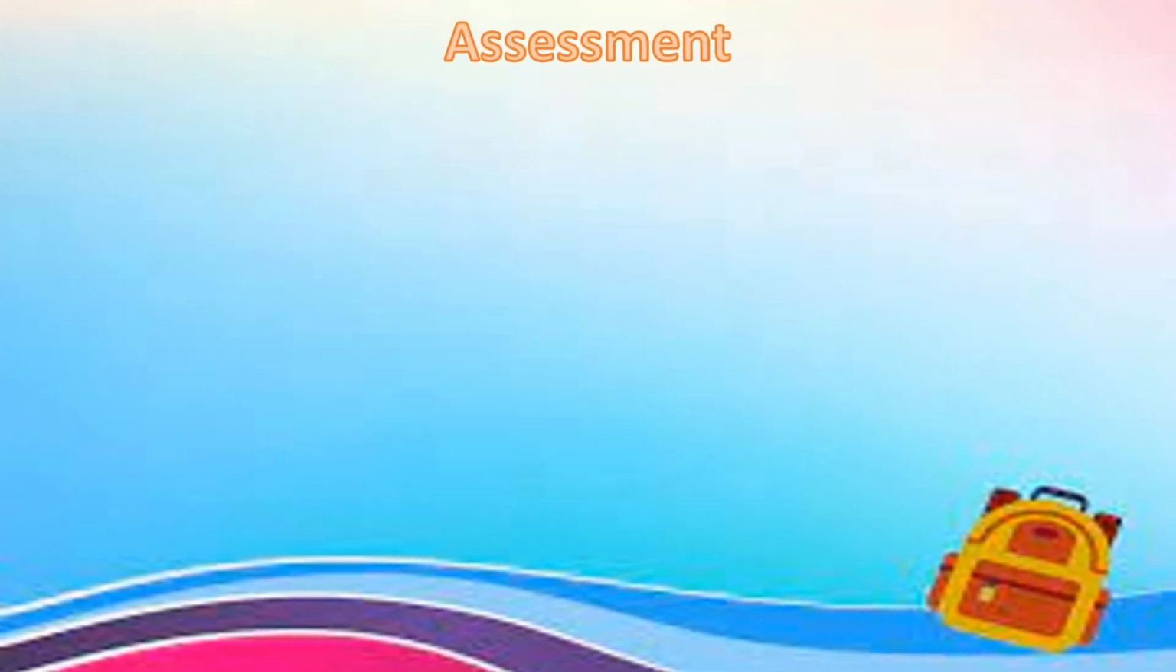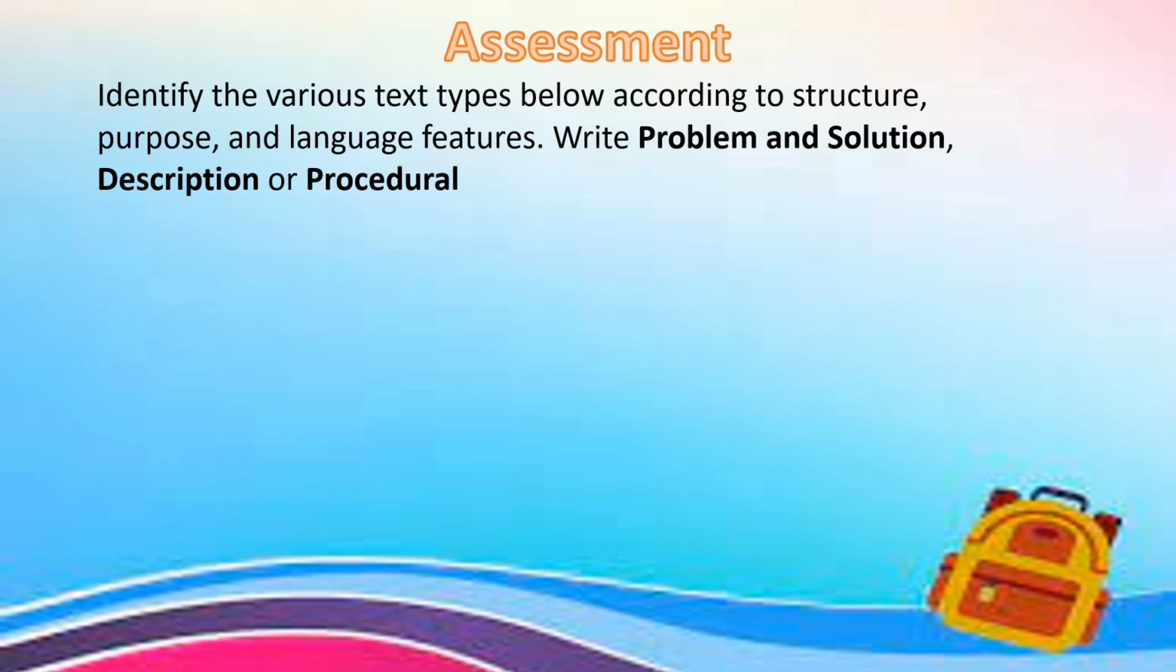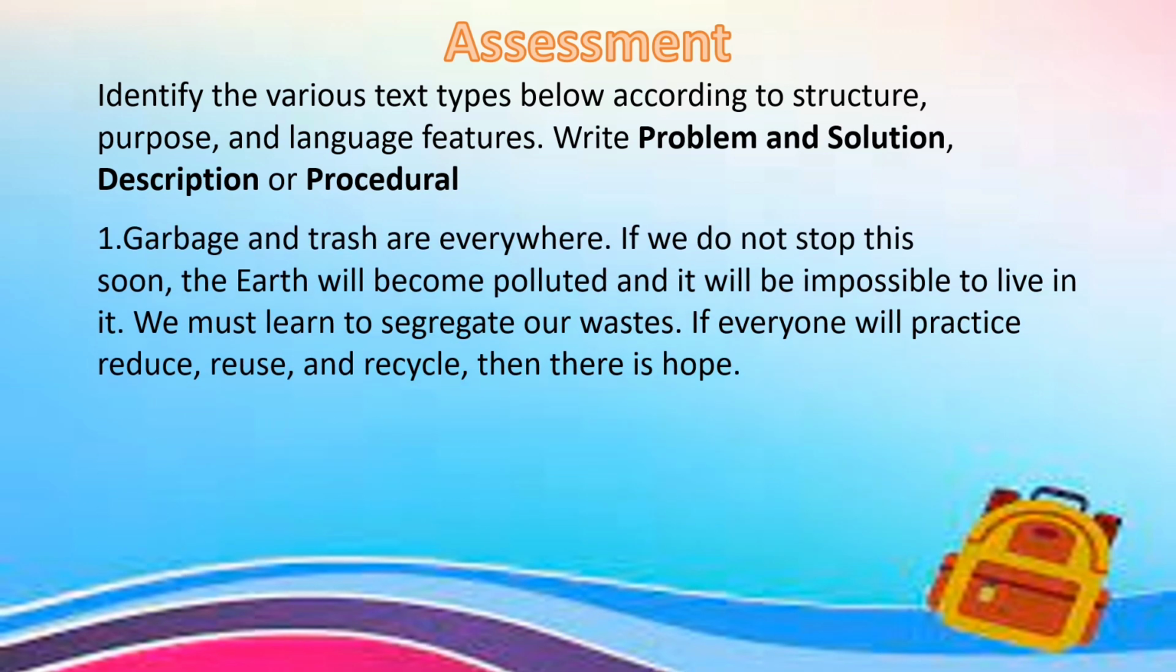Let's do the assessment. Identify the various text types below according to structure, purpose, and language features. Write problem and solution, description, or procedural. Number 1. Garbage and trash are everywhere. If we do not stop this soon, the earth will become polluted and it will be impossible to live in it. We must learn to segregate our wastes. If everyone will practice reduce, reuse, and recycle, then there is hope. Correct. It's problem and solution.